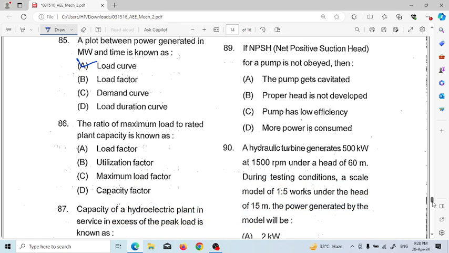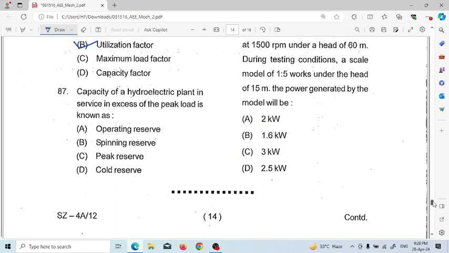Then question number 86. The ratio of maximum load to rated plant capacity is known as utilization factor. Next, question number 87. Capacity of hydroelectric plant in service in excess of peak load is known as cold reserve.